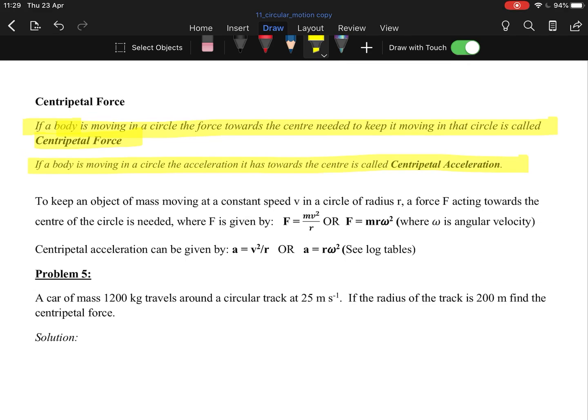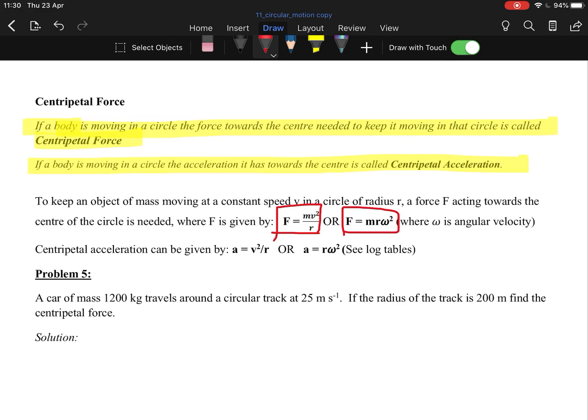Like, for example, the moon revolving around the earth, the earth revolving around the sun. What is acceleration? If a body is moving in a circle, the acceleration it has towards its center is the centripetal acceleration. It's pretty much the same thing, except instead of a force, it's acceleration. Your 2 equations for force then are F equals mv squared over r and F equals mr omega squared.